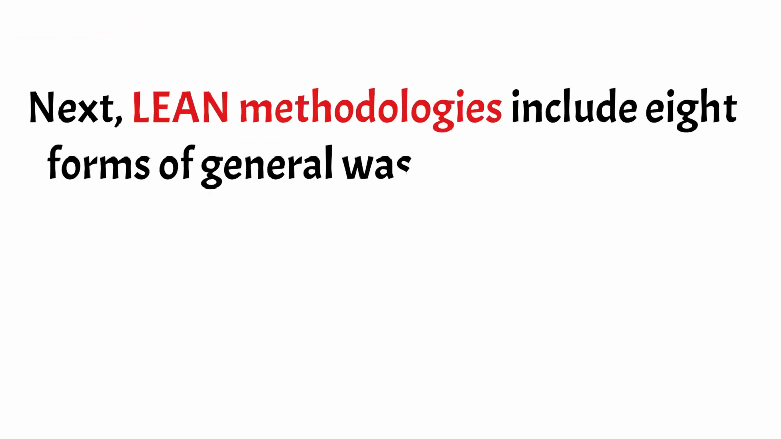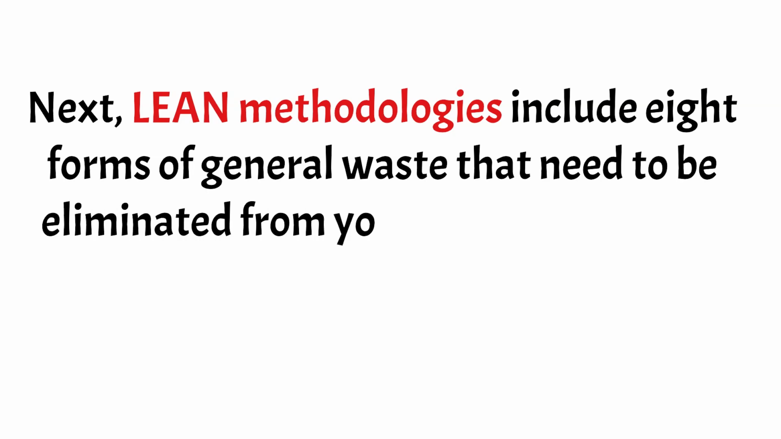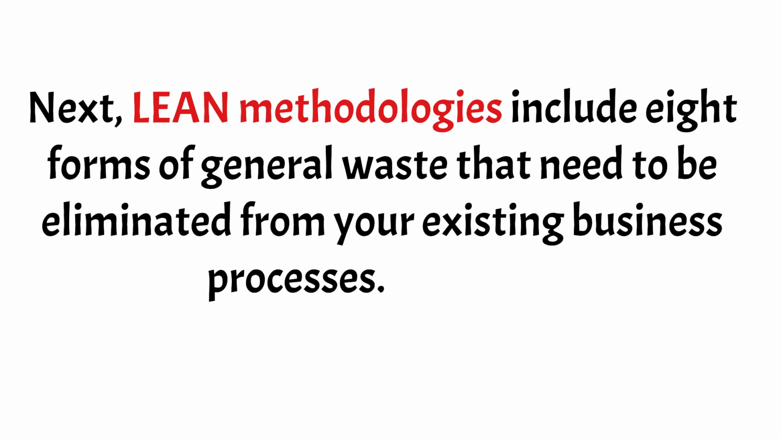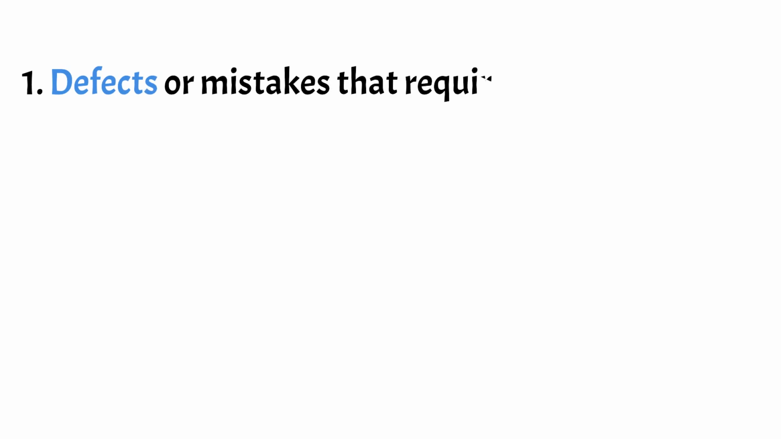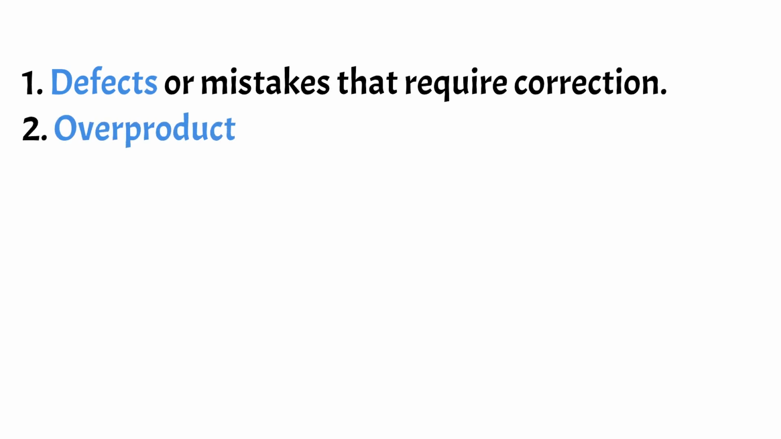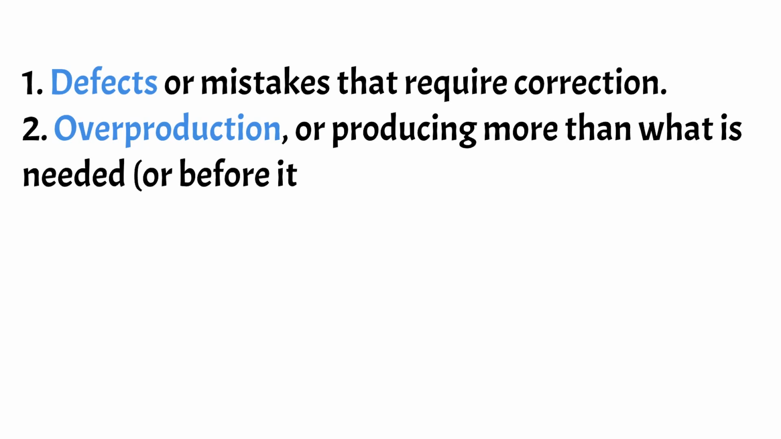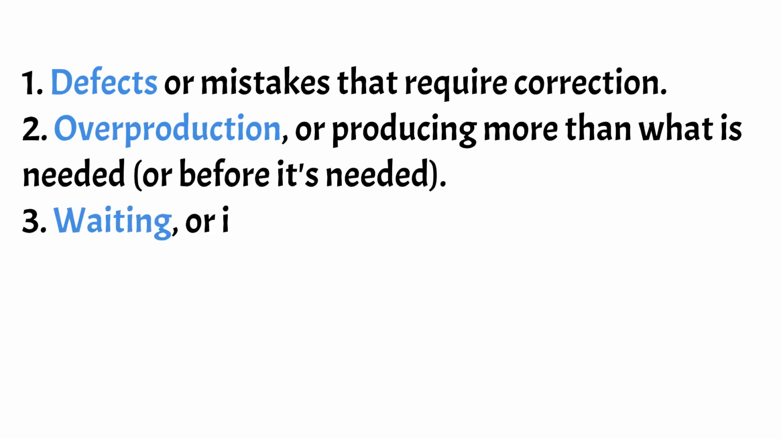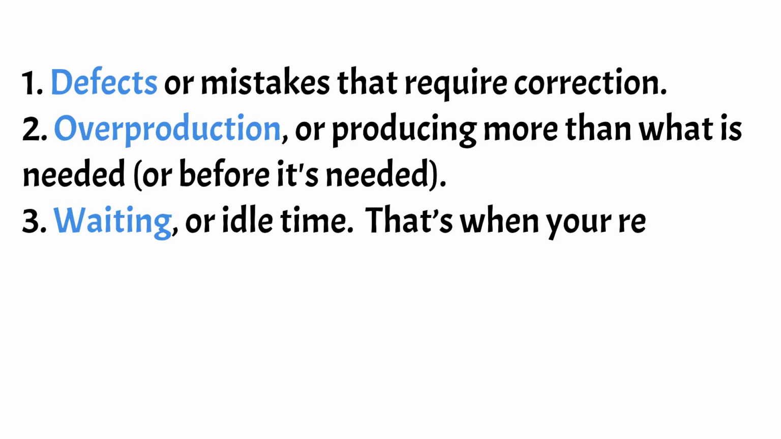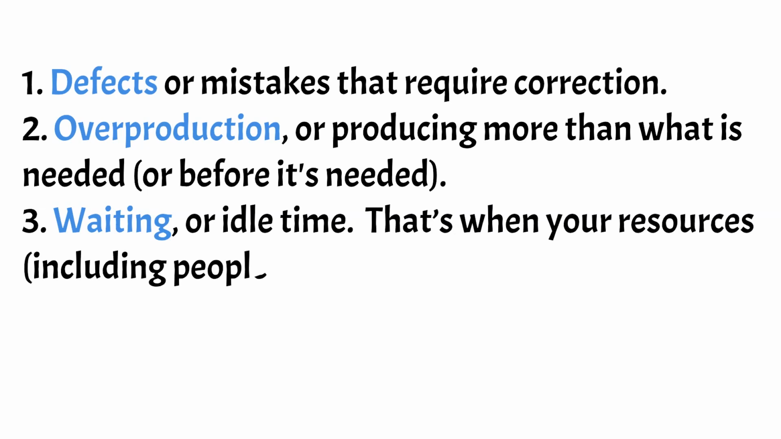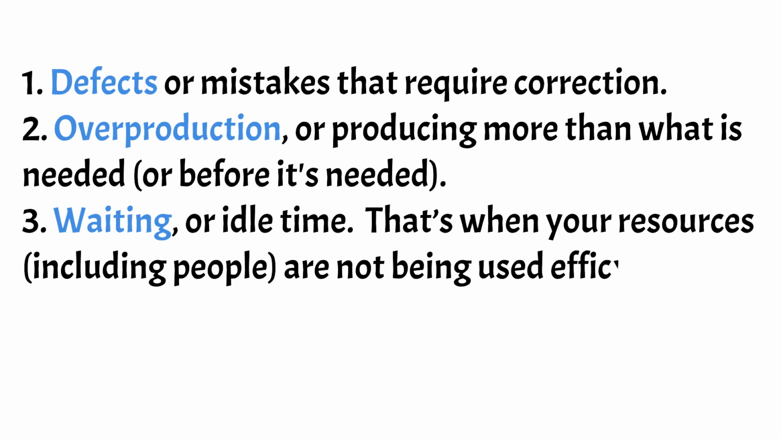Next, lean methodologies include 8 forms of general waste that need to be eliminated from your existing business processes. They are: 1. Defects or mistakes that require correction. 2. Overproduction, or producing more than what is needed, or before it's needed. 3. Waiting, or idle time. That's when your resources, including people, are not being used efficiently.